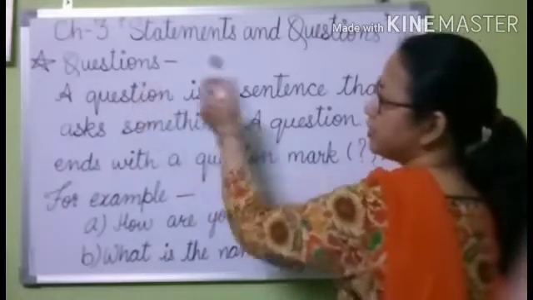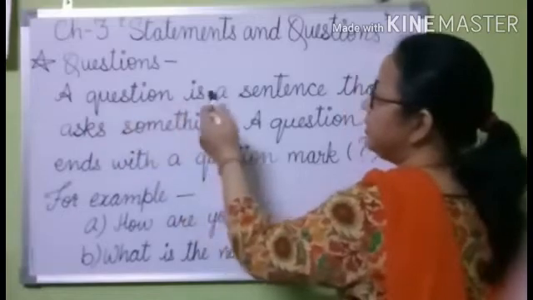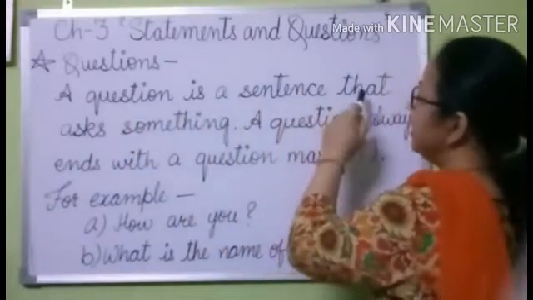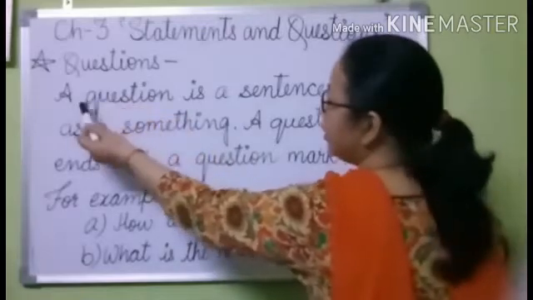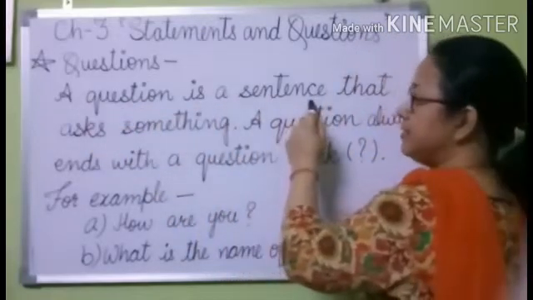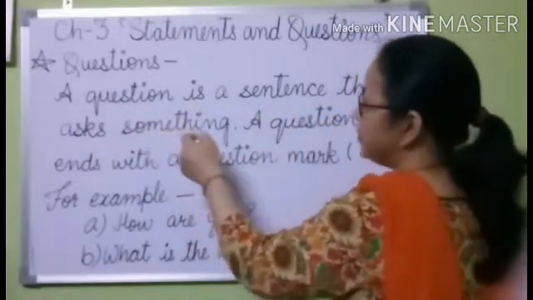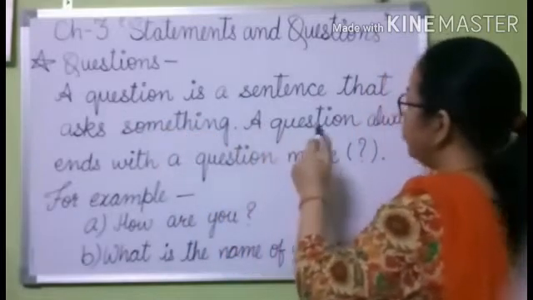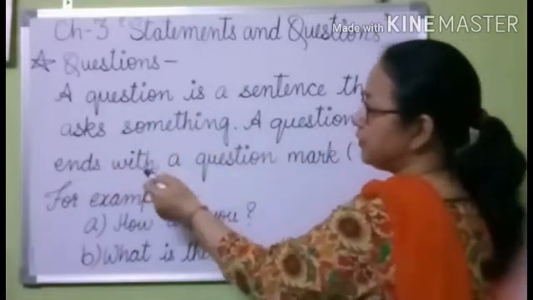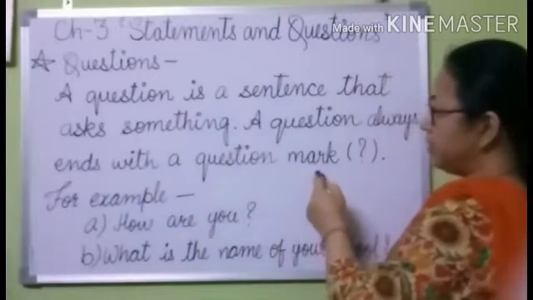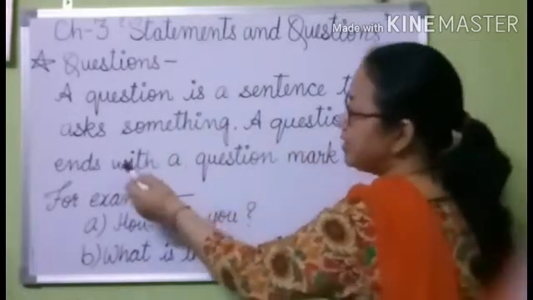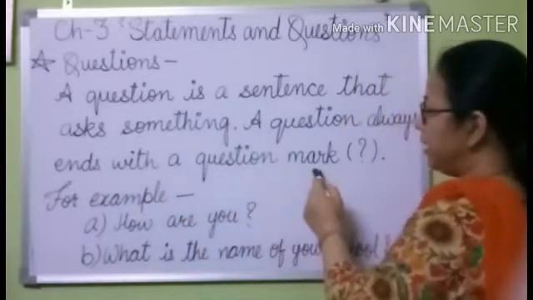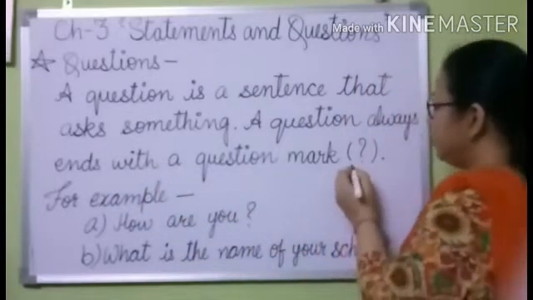Next is questions. A question is a sentence that asks something. I repeat, a question is a sentence that asks something. A question always ends with a question mark. I repeat, a question always ends with a question mark, and here is the question mark.